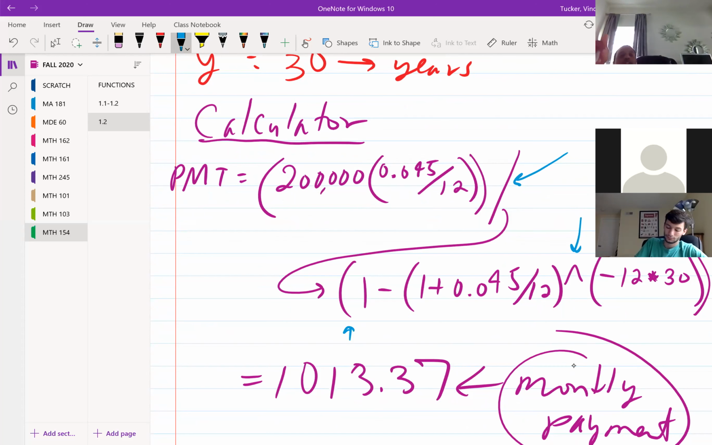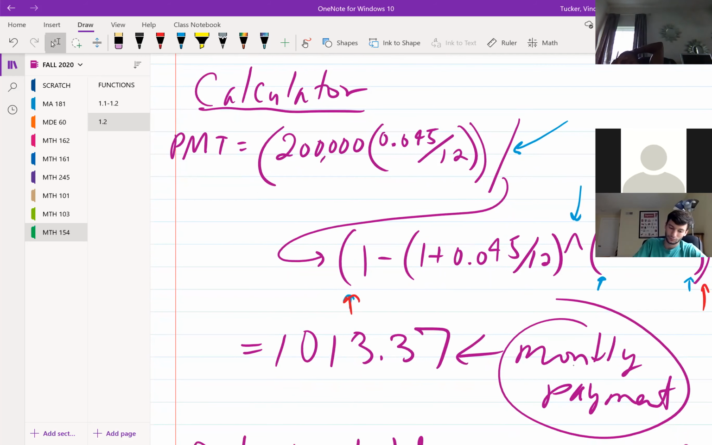And then negative N, which is 12 times 30, that's your years. Notice I put parentheses right there to enclose the multiplication in the exponent. And then this closes out my denominator, parentheses. So if you put it in a calculator like that, you should get 1013.37 as a monthly payment.